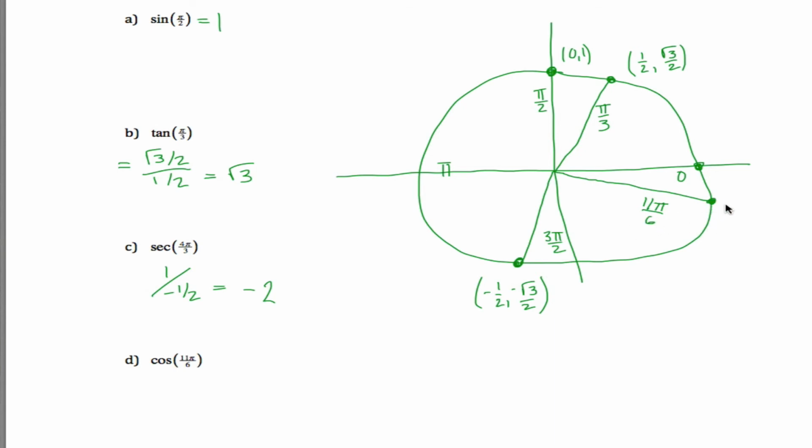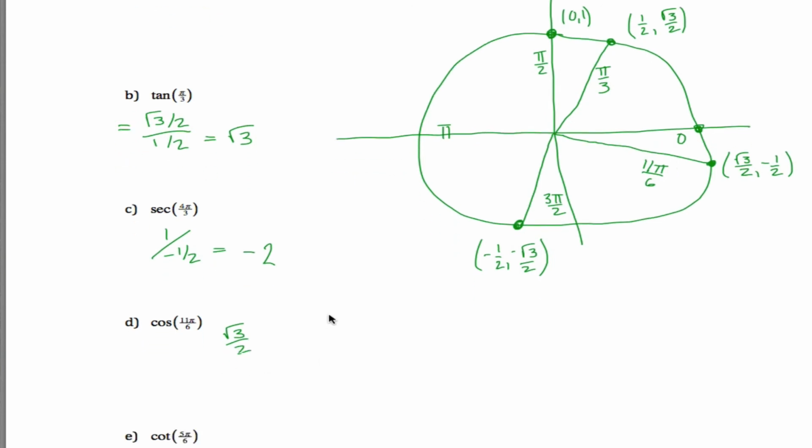And to figure out the x and y coordinates, this again comes from your unit circle. Your x coordinate is going to be the square root of 3 over 2, and your y coordinate is going to be negative 1/2. And so if they ask you something like, what's the cosine of 11 pi over 6, you stare at this and say, well, the cosine is the x coordinate, so it is the square root of 3 divided by 2.